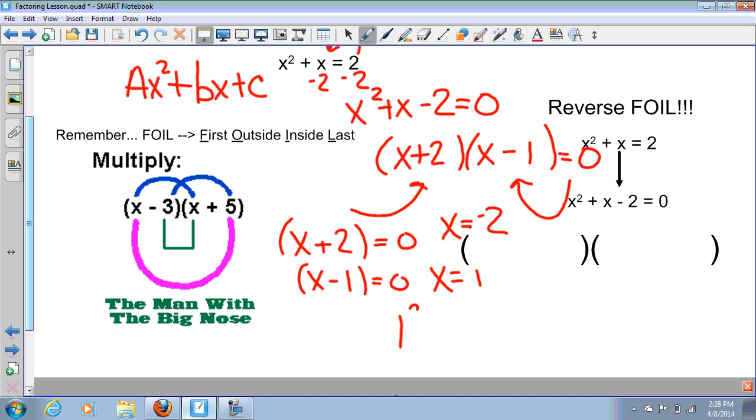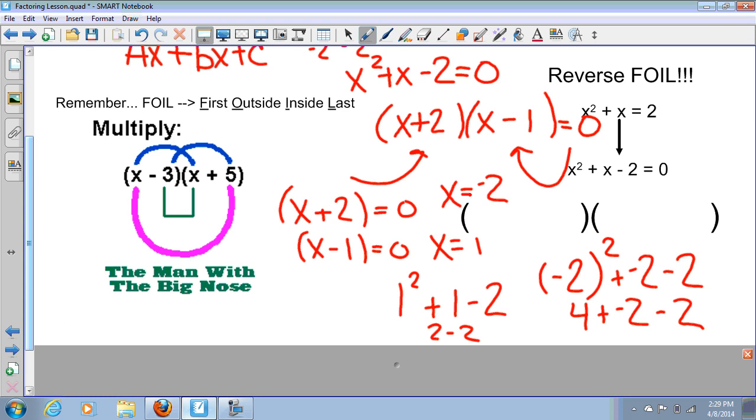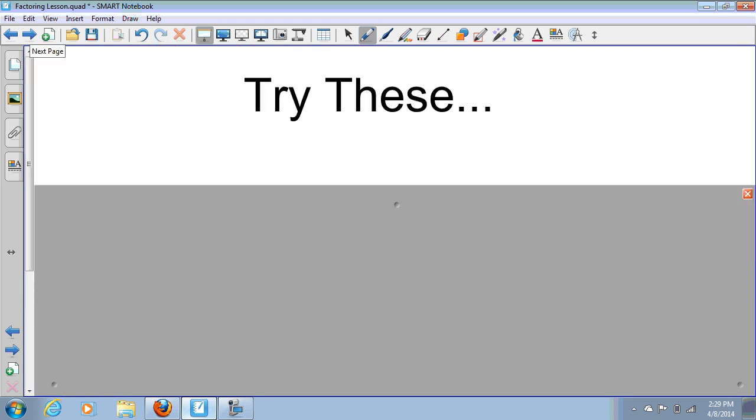X squared, so 1 squared plus 1 minus 2. What's 1 plus 1? 1 squared is 1, so what's 1 plus 1? 2. Is 2 minus 2 0? Yes. Let's substitute negative 2 in there. Negative 2 squared plus negative 2 minus 2. Negative 2 times negative 2 is 4. 4 plus negative 2 minus 2. 0. Okay? That's one way we're going to look at it.